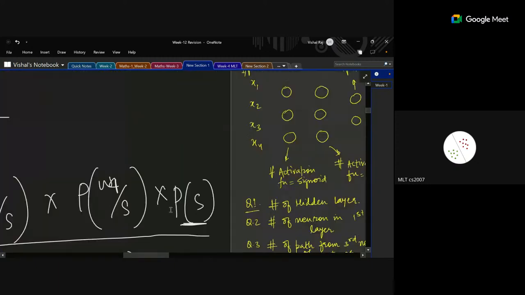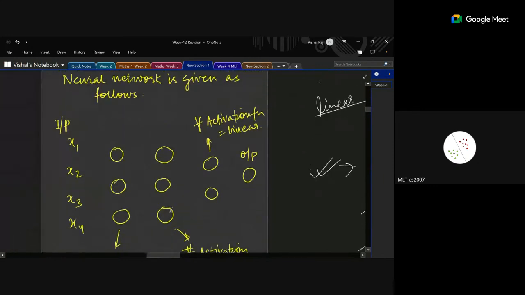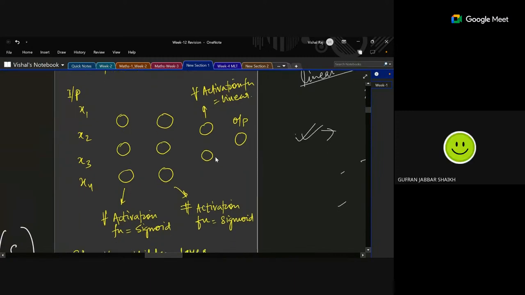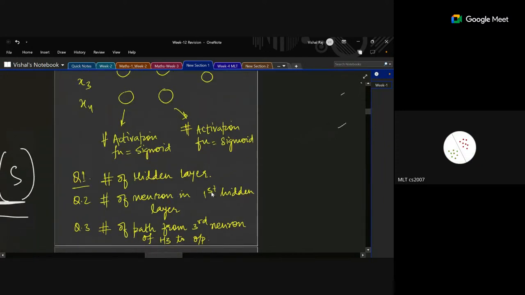Okay, so let's move to the next part, and this is simple. You have been given a neural network. You are able to see this, right? So how many inputs are there? 4 inputs. How many hidden layers are there for this neural network? 3, and then you have the output. Okay, so the number of hidden layers you can directly say, right? It is 3. Correct.